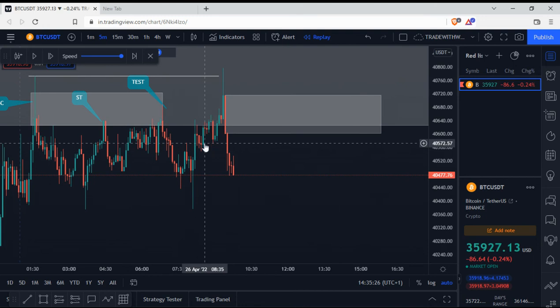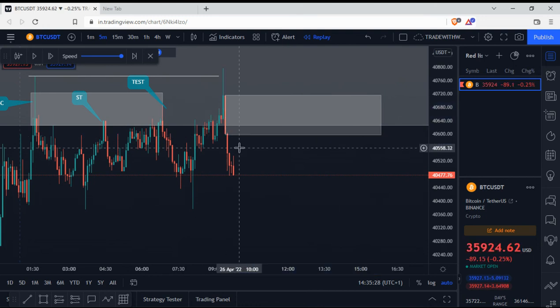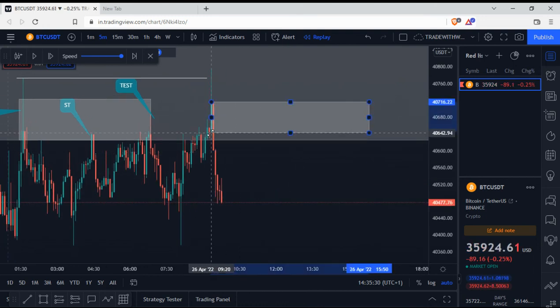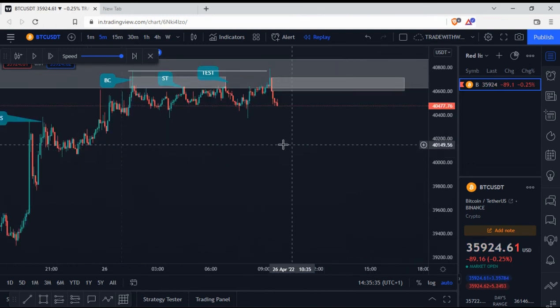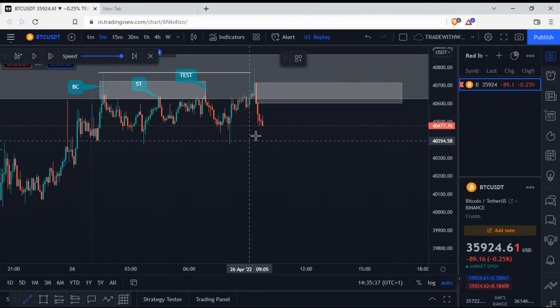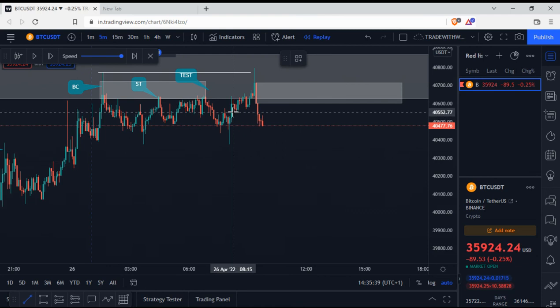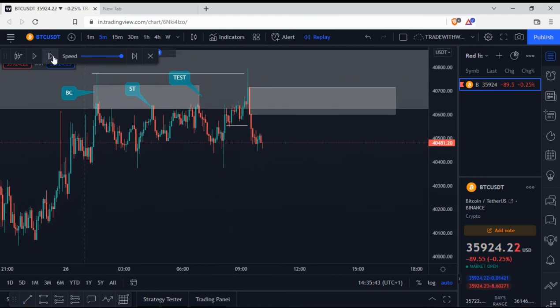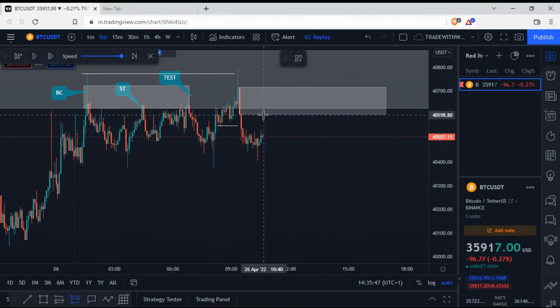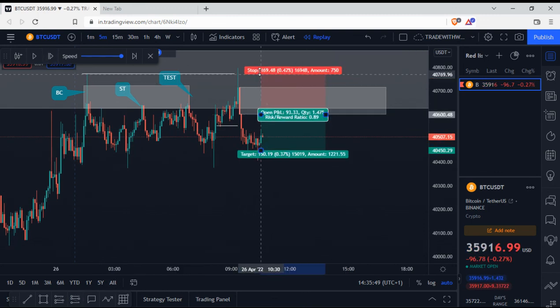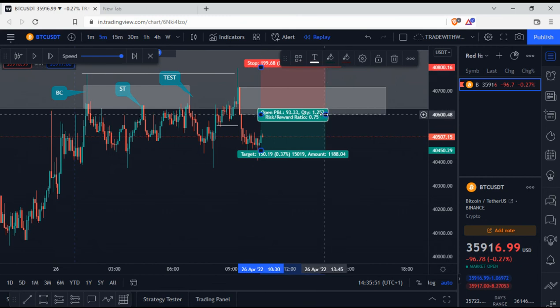That is a supply zone, not another block. This is the other block. This is the supply zone. I won't say much about that. So now we've got some break of structure here. The type of break of structure I want is an impulsive break of structure. So my short should be here, with the stop loss above that.